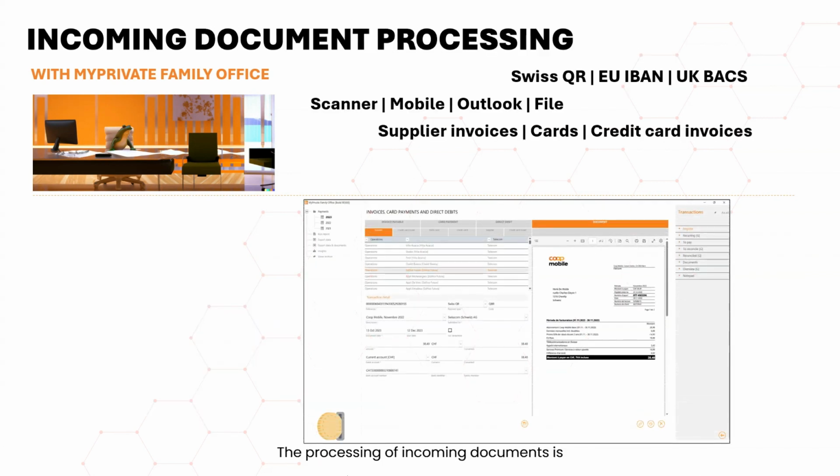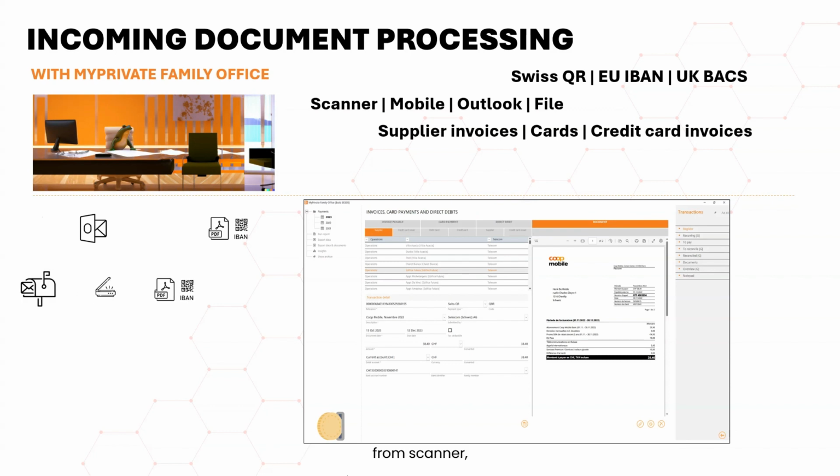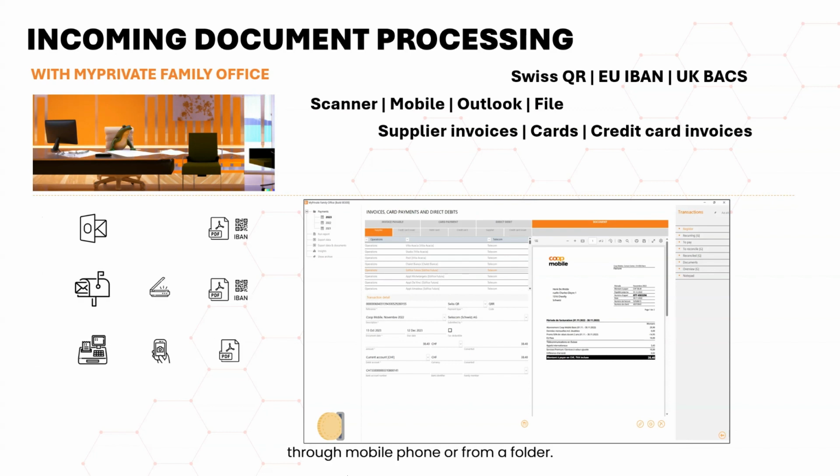The processing of incoming documents is best done on a regular basis, and should not take more than 10 minutes per day. Swiss QR codes, IBAN, and BIC are automatically recognized for you. Documents are acquired from Outlook, from scanner, through mobile phone, or from a folder. Supplier invoices, credit card invoices, card payments, and direct debits can be processed through the system.